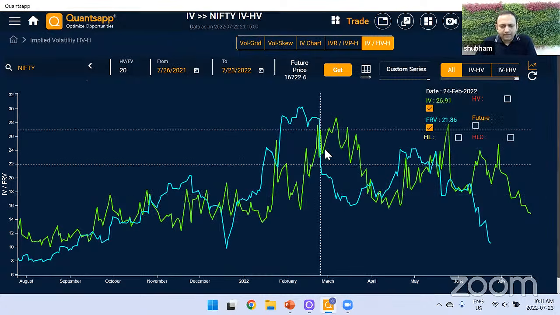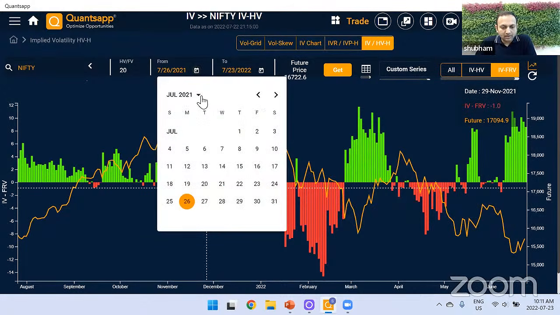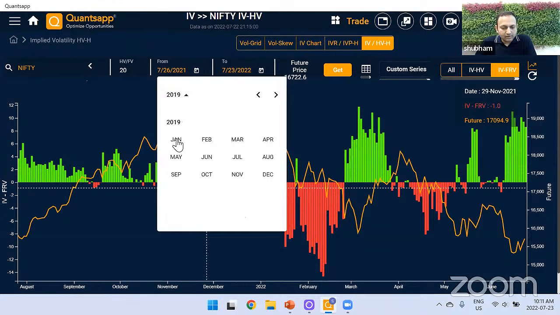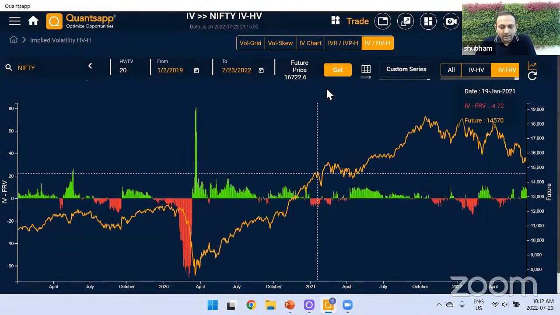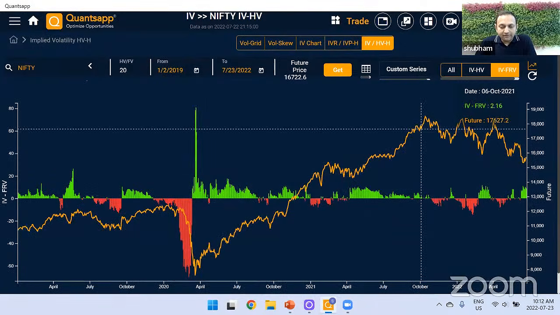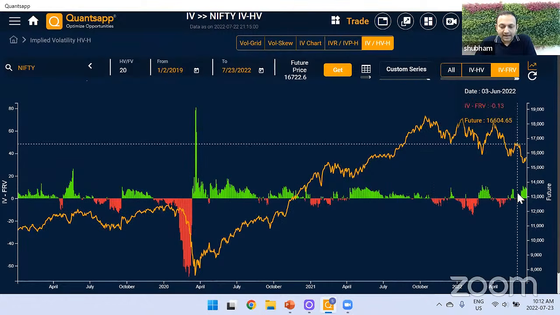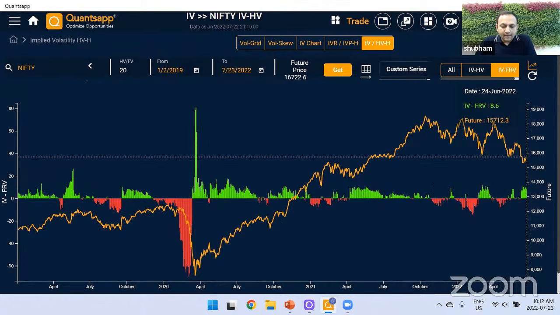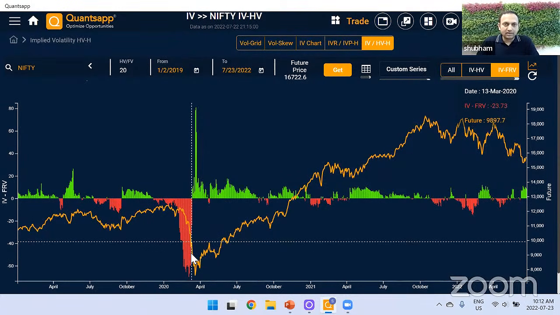So if we do a very simple IV minus FRV, right? To see what the profitability was, let me plot it historically from, let's say, 1st January 2019 till date. If we look at the IV minus FRV, you can see that this histogram is the option writers' payoff. All the green bars that you see are the option writers' profit, and all the red ones are the option writers' losses, right?